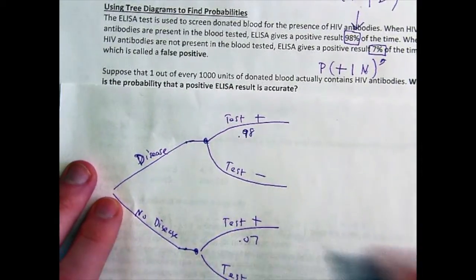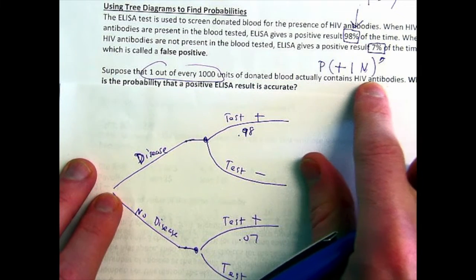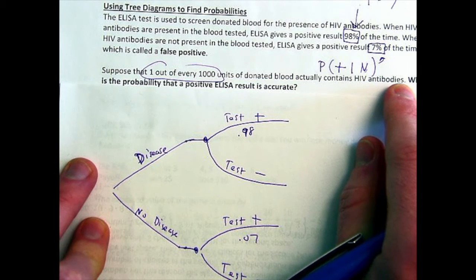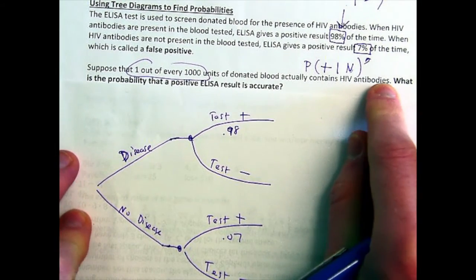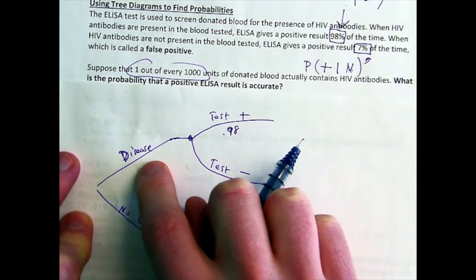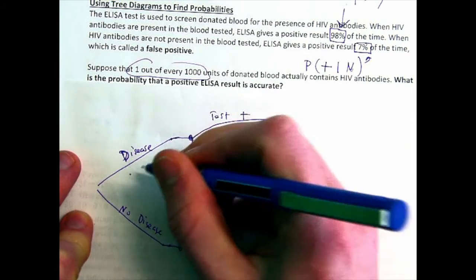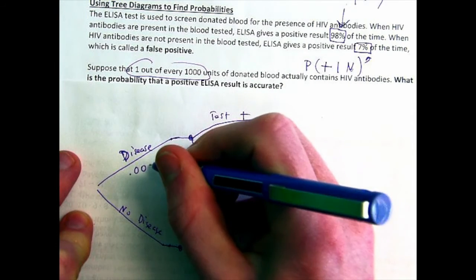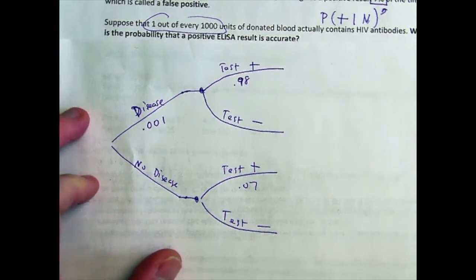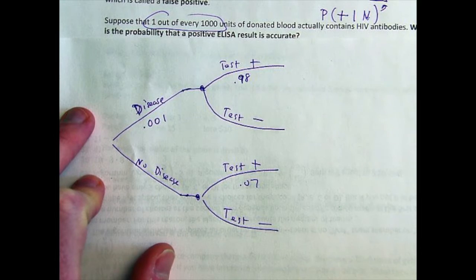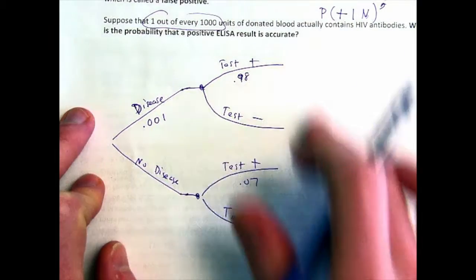And then finally, one more number. We have this 1 out of every 1,000 thing. It says 1 out of every 1,000 units of donated blood actually contain HIV antibodies. So where is that 1 out of 1,000 number going to go? That's the probability that a random person has a disease, which is this number right here. That's 1 out of 1,000, which if you write 1 out of 1,000 as a decimal, it's 0.001, right? Okay. So we've now incorporated all of the numerical information that we've been given into the diagram, but before you go any further, you really need to fill out the rest of this diagram.